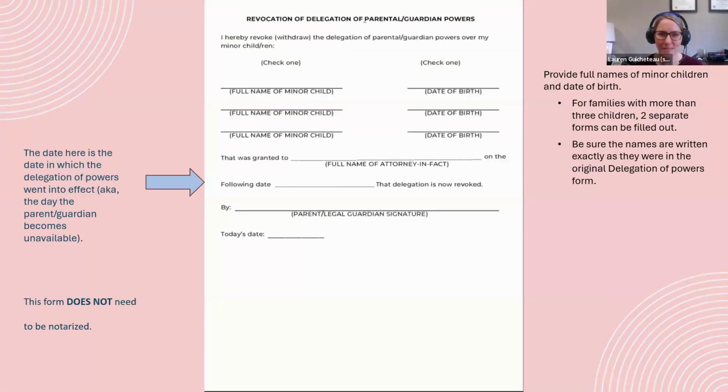And this is the form itself. And so you can see at the top, it has, again, the names and date of birth of the children. Make sure that the full name that you put on the delegation of powers, you want to put on the revocation. And again, if you have more than 3 children, you would just use multiple forms. And then at the bottom, you would date. The date that you put where that little arrow is on this slide is the date that it went into effect, so when the parent became unavailable, and then the parent signs it and puts the date that they are revoking it. Again, this form does not need to be notarized.